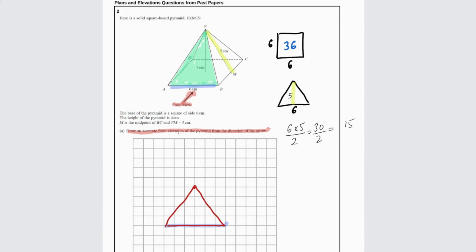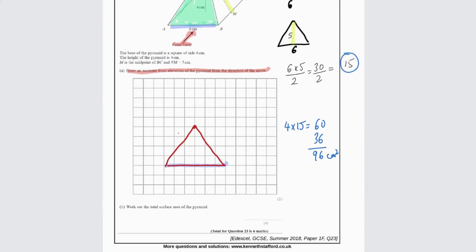So each of those triangles has got an area of 15, and there's 4 of them. So when we add all these areas together, we've got 4 lots of 15, which is 60. Plus that square, which is 36, so we've got an area of 96 centimeters squared for the surface area of this pyramid.